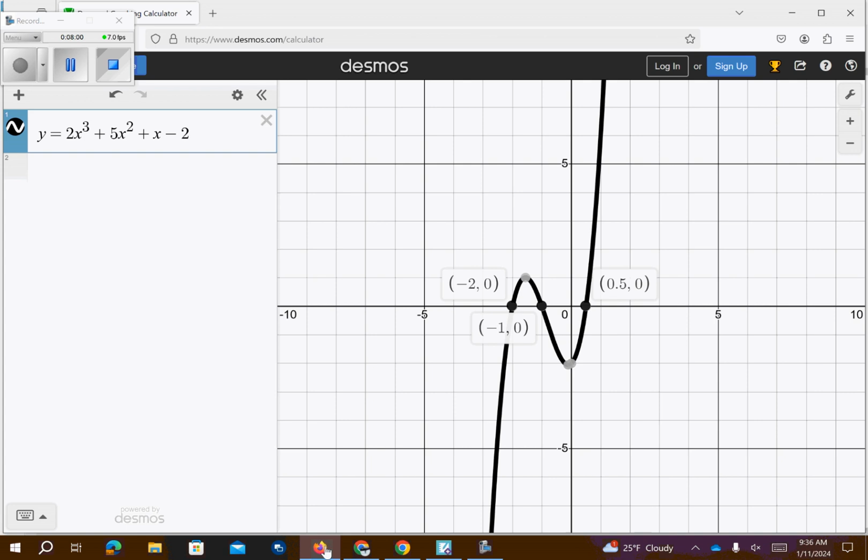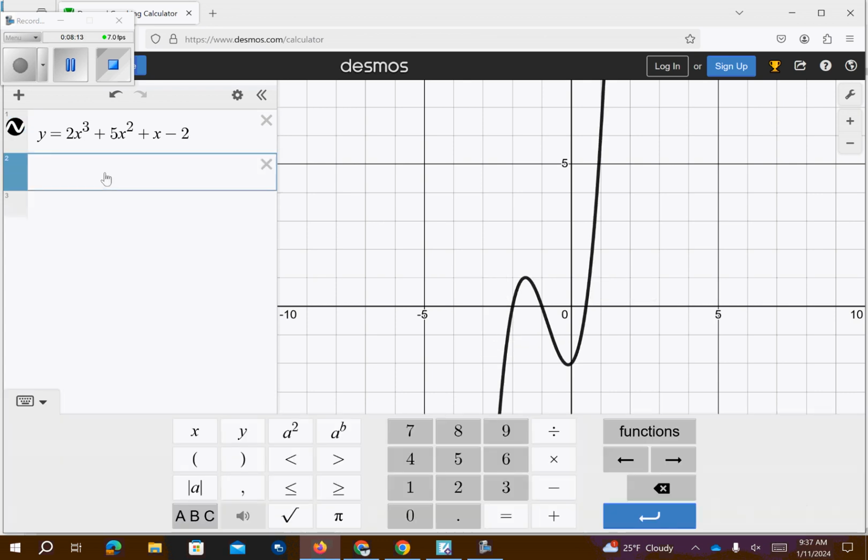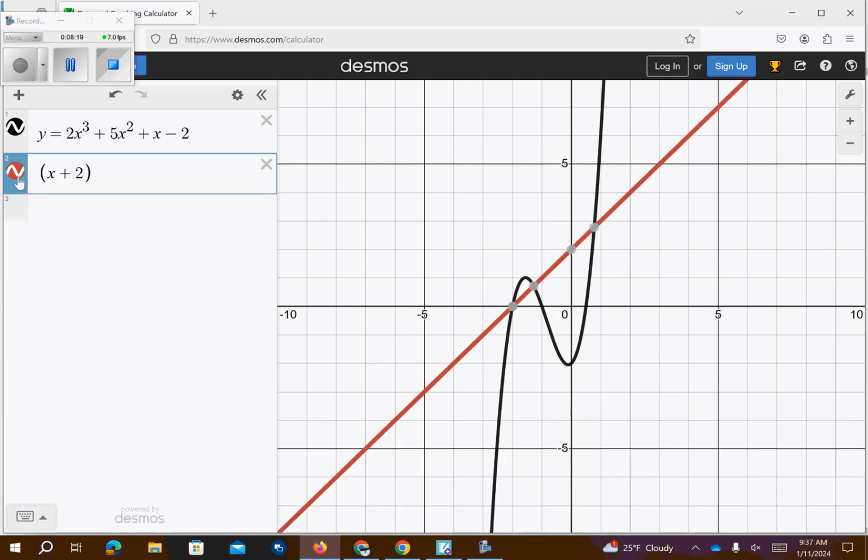And we know it crosses because the y value is 0. So at -2, what's the binomial that goes with -2? Should be x plus 2, right? And we'll just write that right here, x plus 2. And just ignore the graph that's taking place. Actually, we can turn that off. Okay.